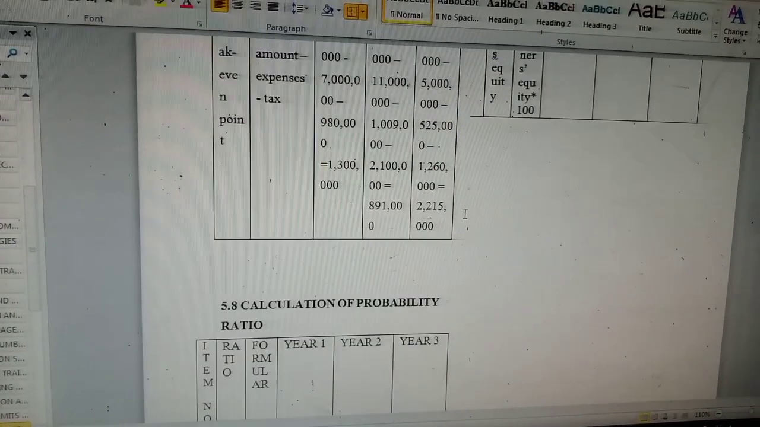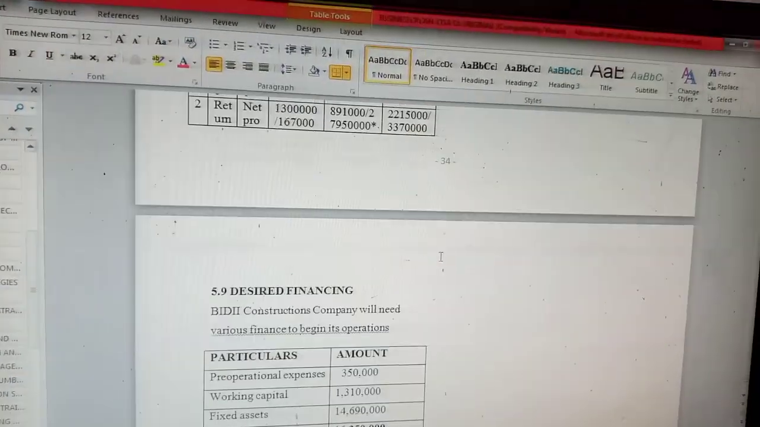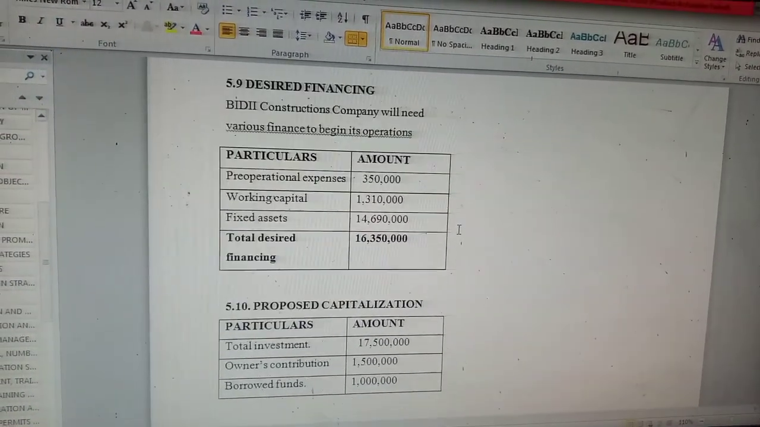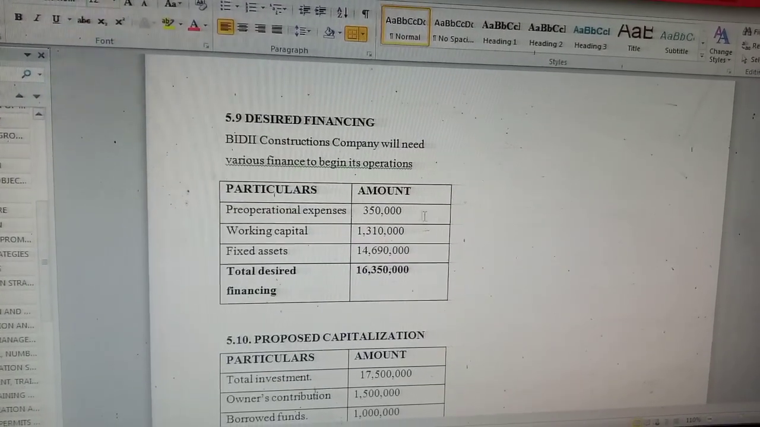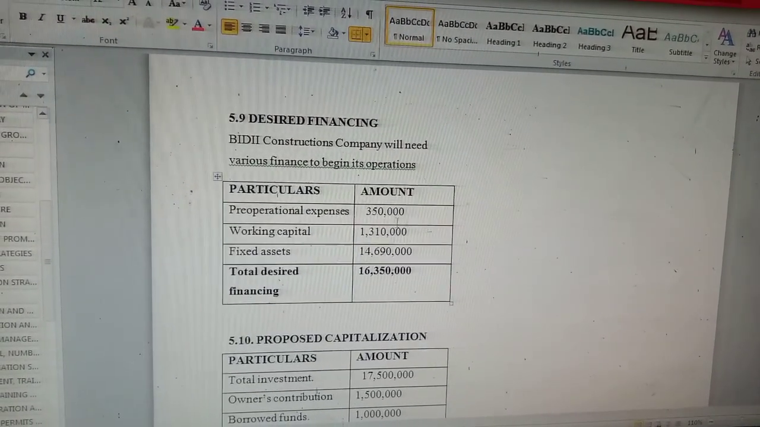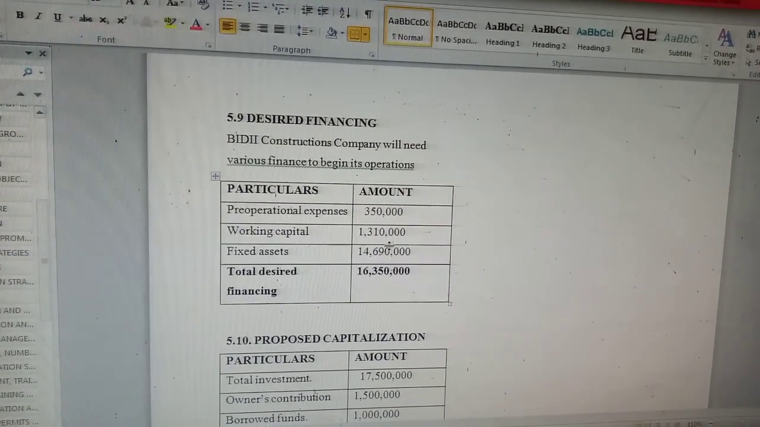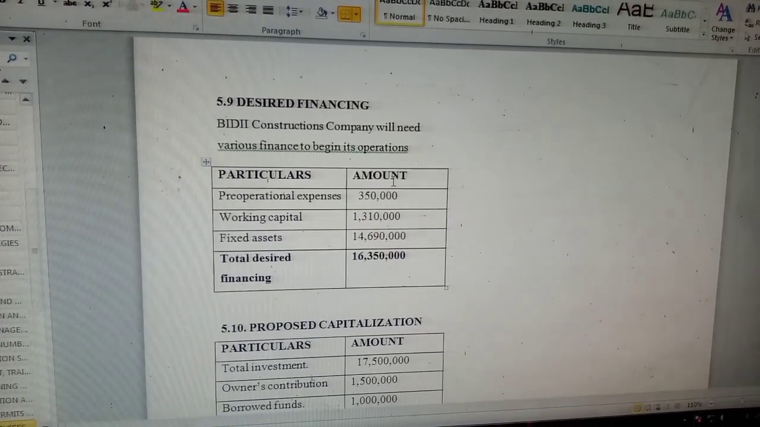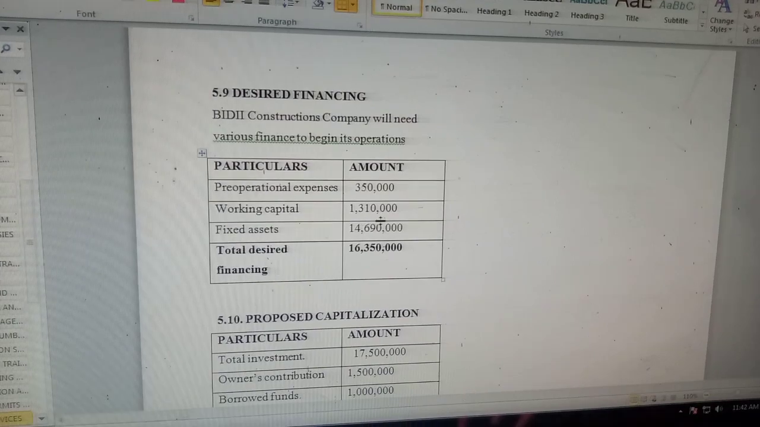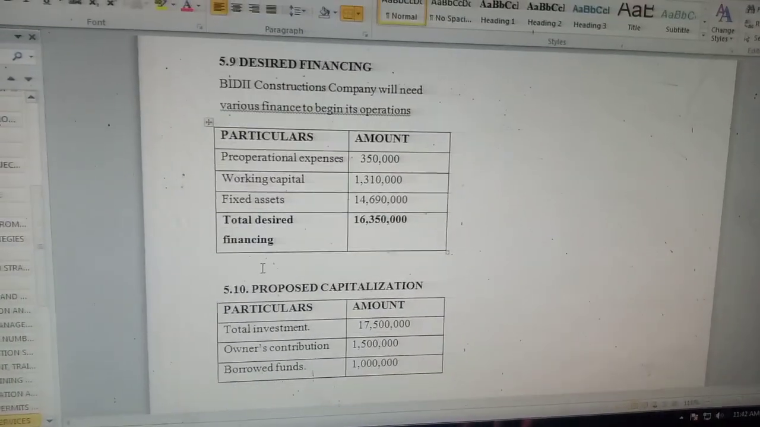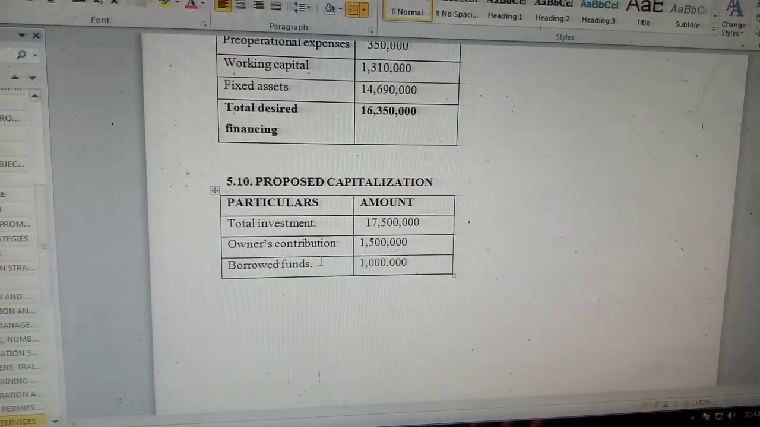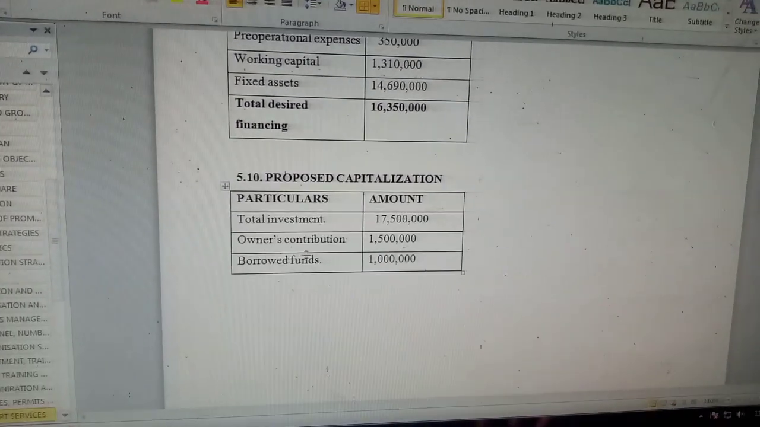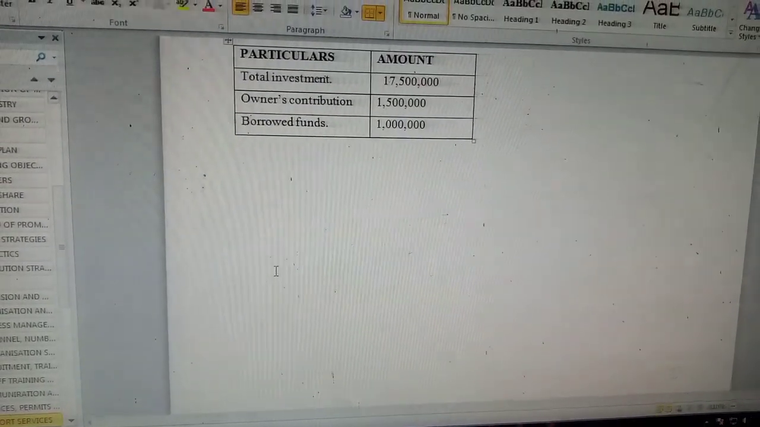The break-even point, the formula is there. Then lastly, desired financing. For desired financing, we have things like pre-operational expenses. You'll have the working capital is there, fixed assets is there. Then the total desired financing is that you add the pre-operational expenses, the working capital, and the fixed assets to get the total desired financing. Then you prepare the proposed capitalization, which is the total investments, then the owner's contribution, then the borrowed funds. That is the last thing.